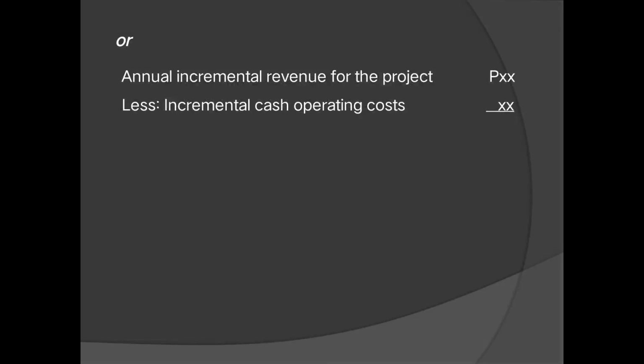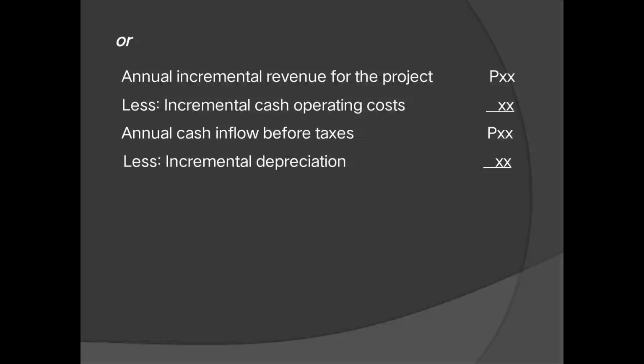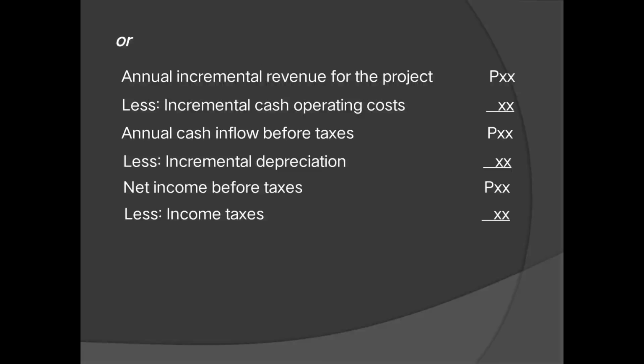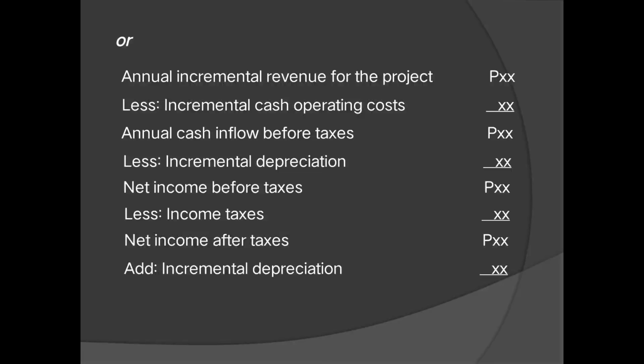Or pwede naman natin gamitin to. Isa pang formula. Almost the same lang din siya ng pangalawa pero mas mahaba siya. Annual incremental revenue for the project less the incremental cash operating cost. Then we get the annual cash inflow before taxes less the incremental depreciation. Then makuha natin yung net income before taxes. Then ililess natin yung income taxes to get the net income after taxes. Then i-add ulit natin yung incremental depreciation to get the annual net cash inflow after taxes.